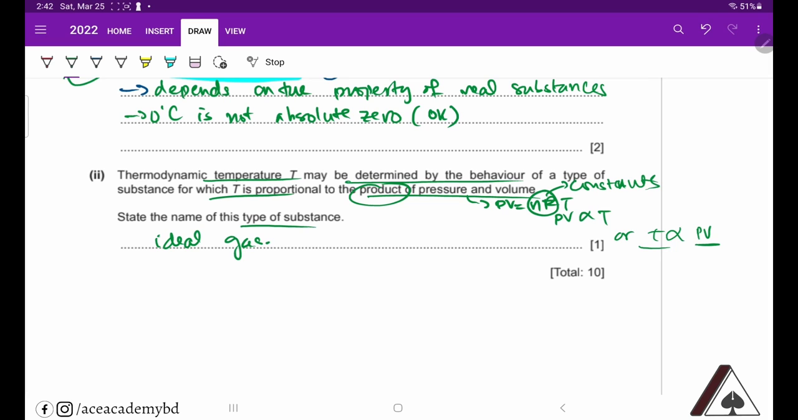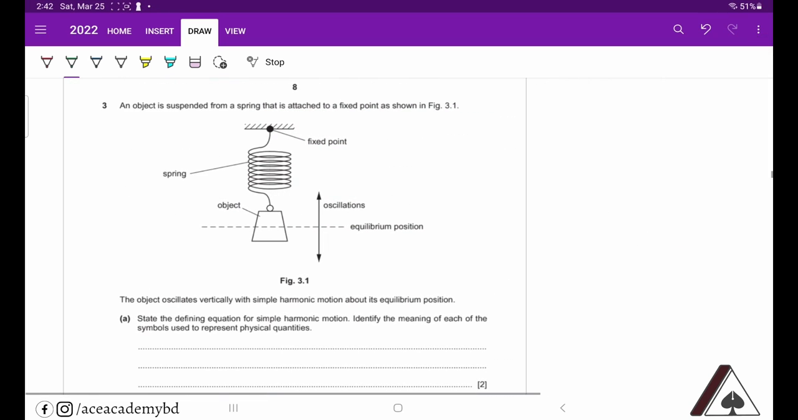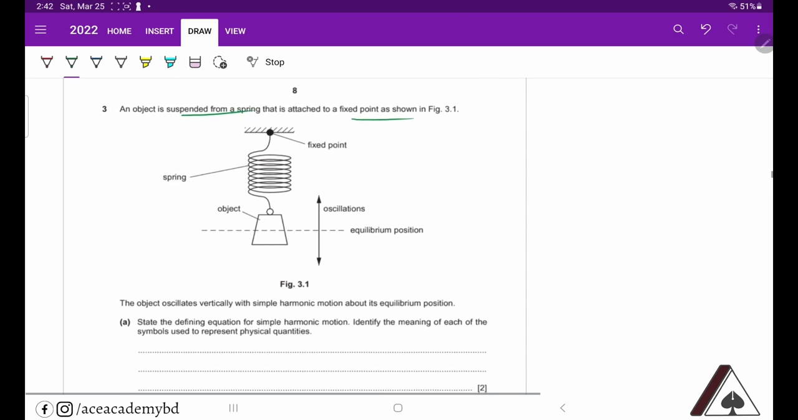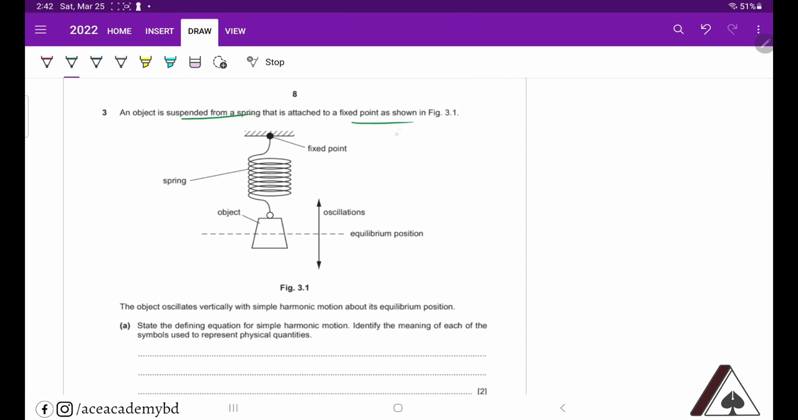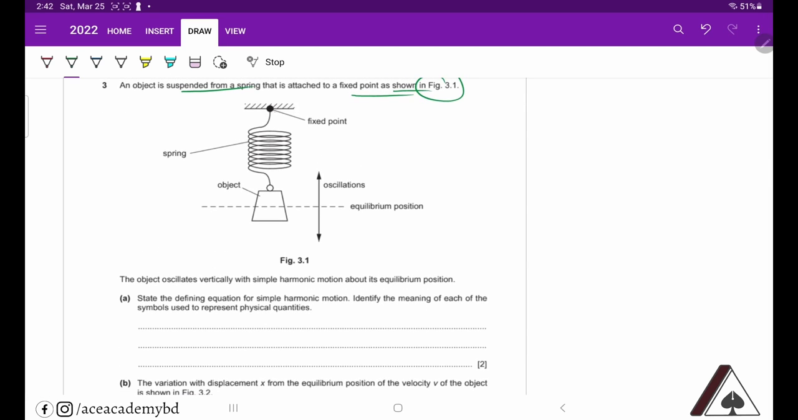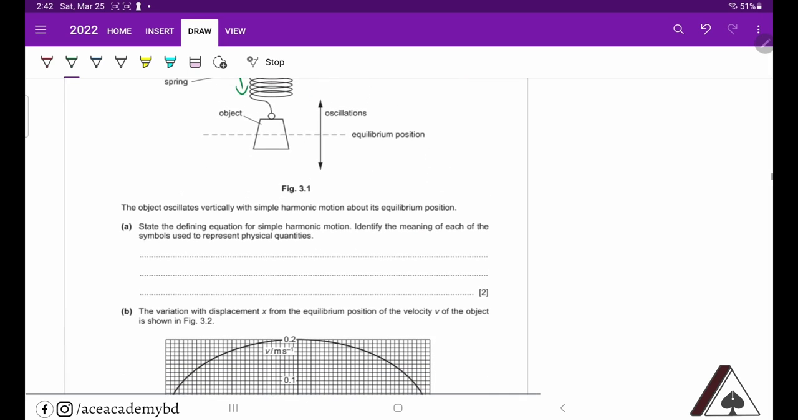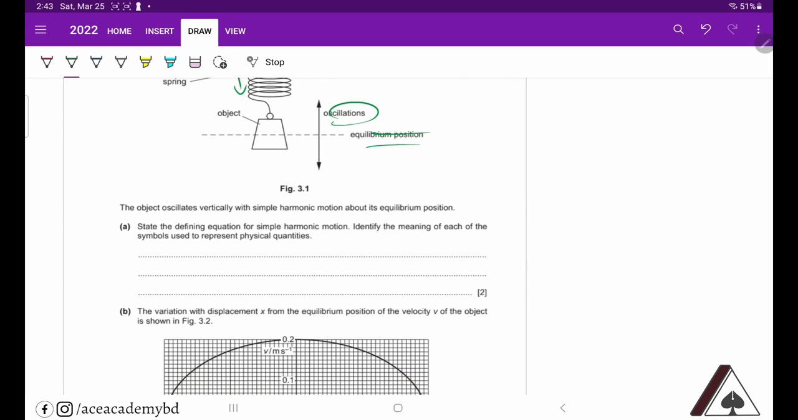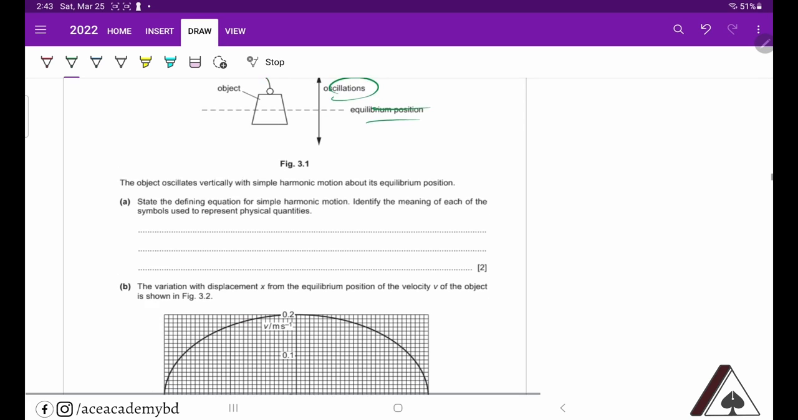Simple answer. Okay. So it says an object is suspended from a spring. So we can say that this is a simple harmonic motion question. The object is suspended from a spring and is attached to a fixed point as shown in figure 3.1. So this is the object. This is a fixed point to which it is attached, and it is suspended over here from this spring. And this is the oscillation which is occurring. So it's a simple harmonic motion question.